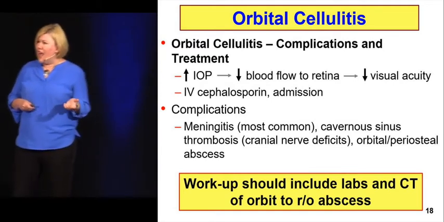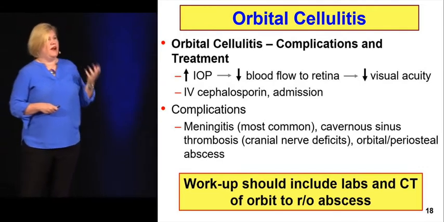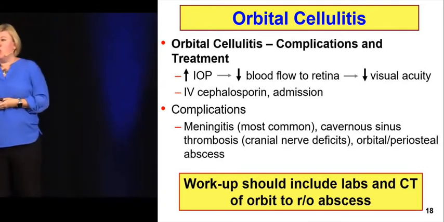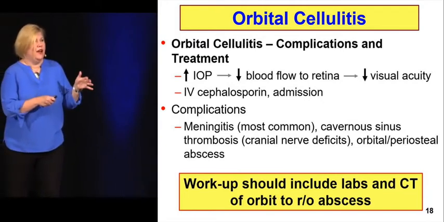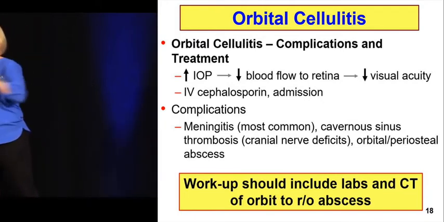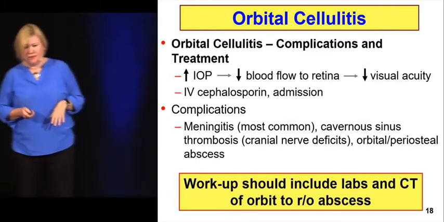They can also get a cavernous sinus thrombosis. Think about where that infection is. And they can get orbital and periosteal abscesses as well. So the workup here is labs and CT scan and admission. Very different from periorbital cellulitis. So again, something that test writers like to differentiate those two things.